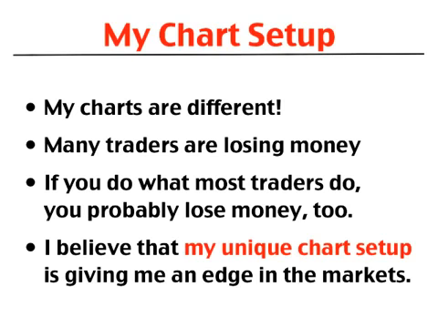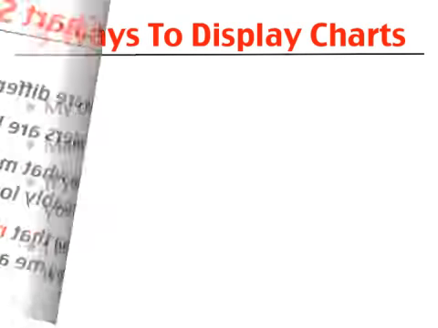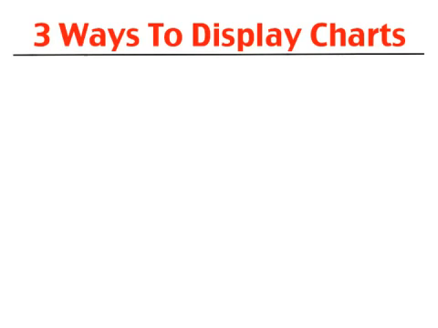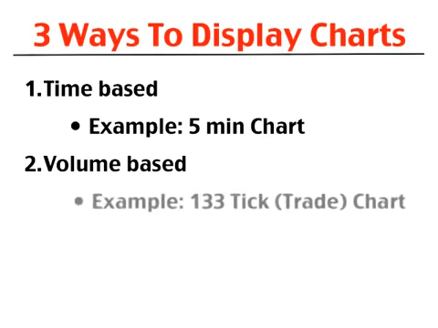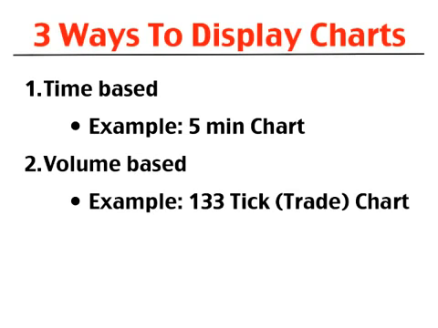So let's get started. When you're displaying a chart, you have 3 different options. You can choose a time-based chart, for example, a 5-minute chart, and this means that a new bar or candle is plotted after a certain amount of time has elapsed, in this example, 5 minutes. Another possibility is to use volume-based charts, where you plot a new bar or a candle after a certain amount of trades have been taking place. So in this example, 133 trades.